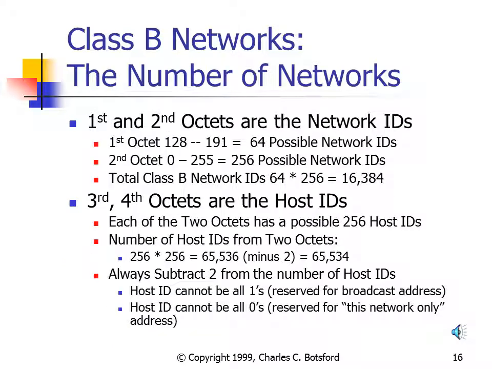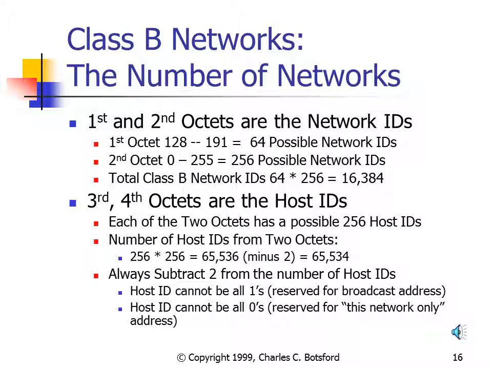Calculating the possible number of Class B networks is straightforward. Remember, according to the IP specification, in Class B networks, the first 2 octets are the network IDs and the last 2 octets are the host IDs. The first octet could be any number from 128 to 191, according to the IP specification. Remember, 1 through 127 in the first octet is associated with Class A addresses. So in the first octet we have 64 possible network IDs. The second octet is entirely dedicated to network IDs, so in the second octet we have 256 possible network IDs.